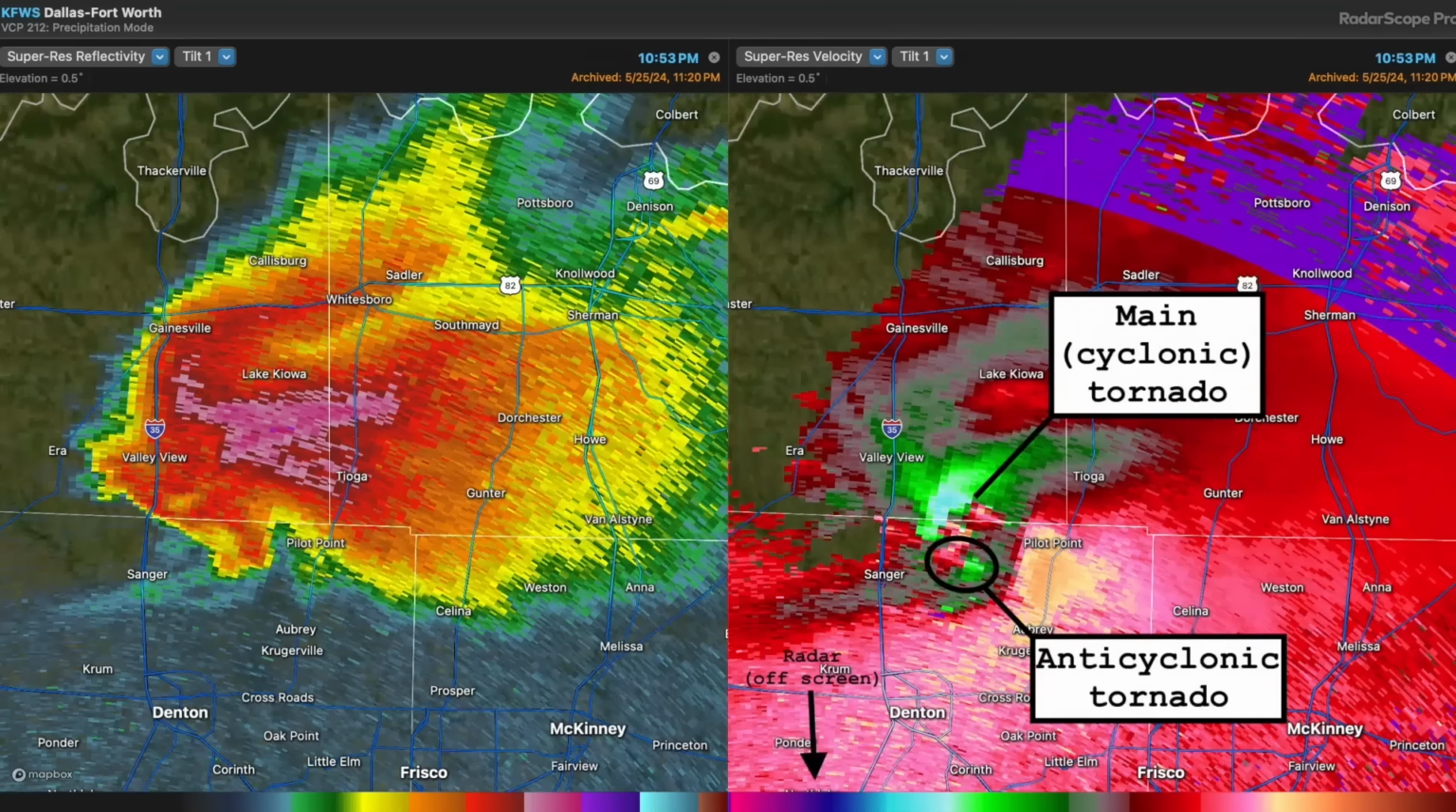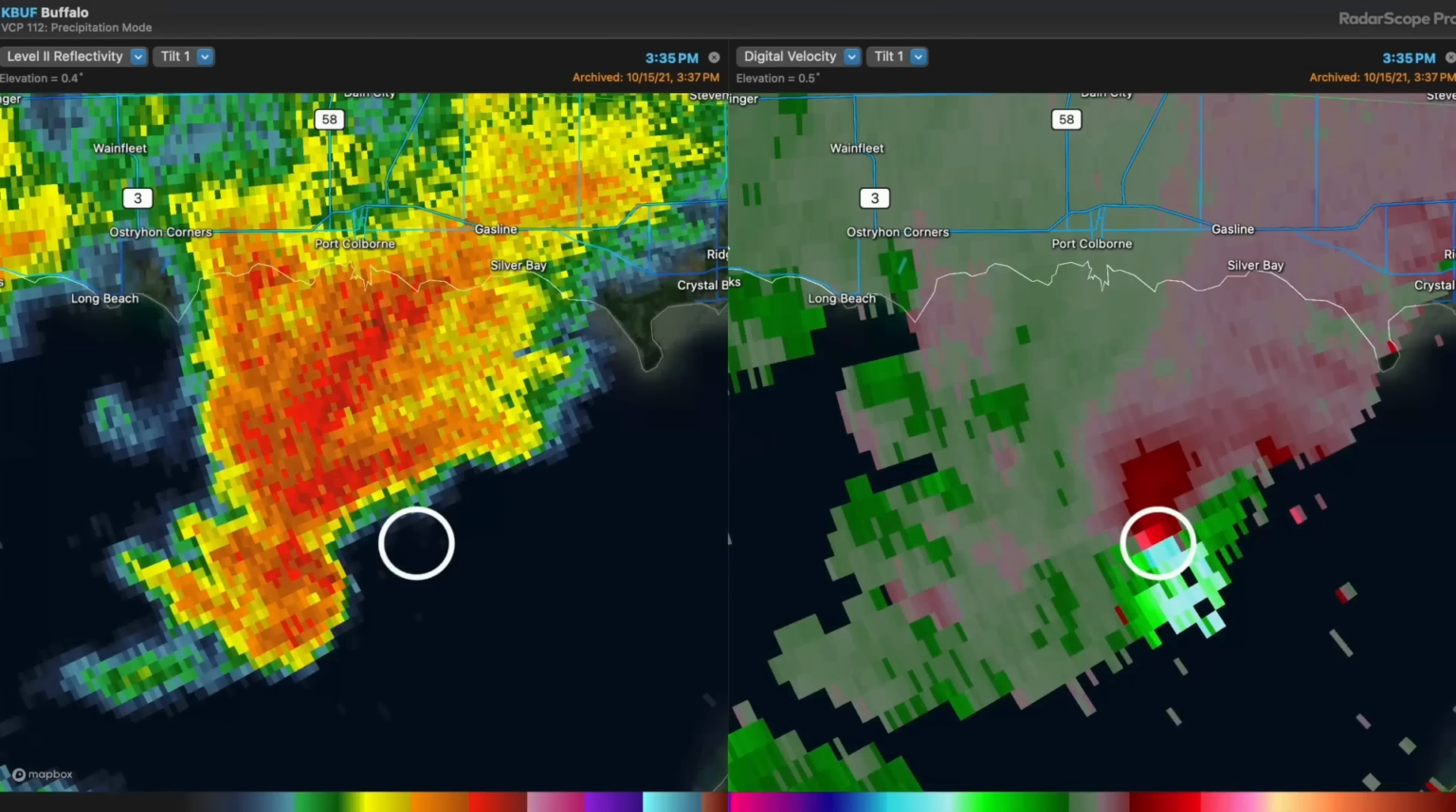Sometimes, anticyclonic tornadoes can develop near ongoing tornadoes, often along the rear flank downdraft gust front. On occasion, couplets will appear in the forward flank precipitation core, or even in the precipitation-free inflow notch of a supercell displaced from the hook.